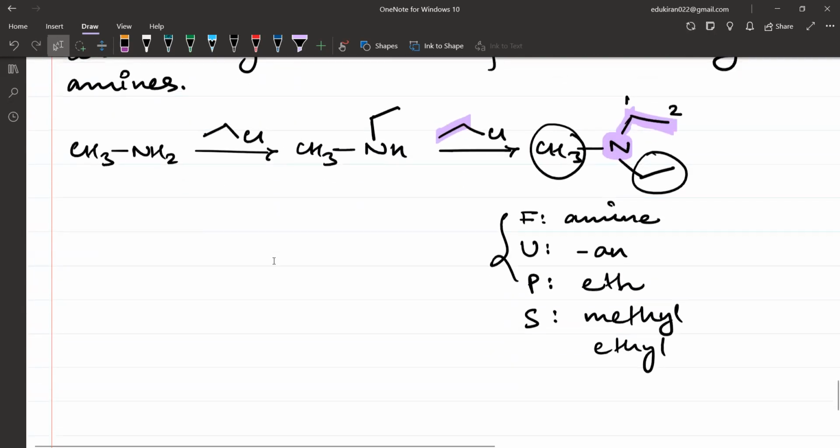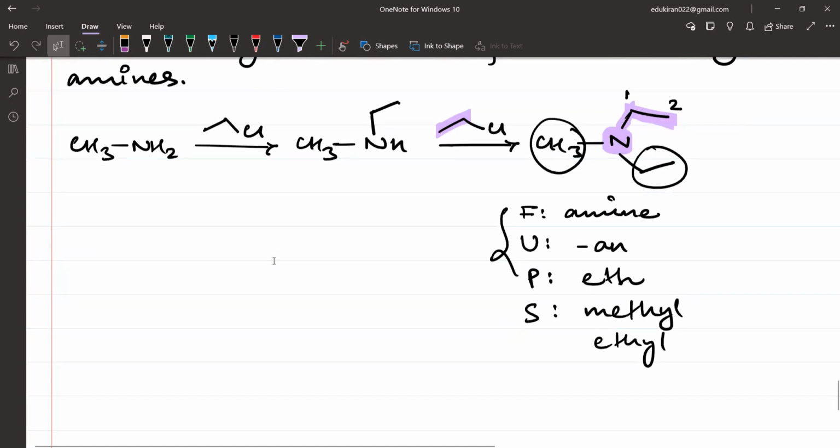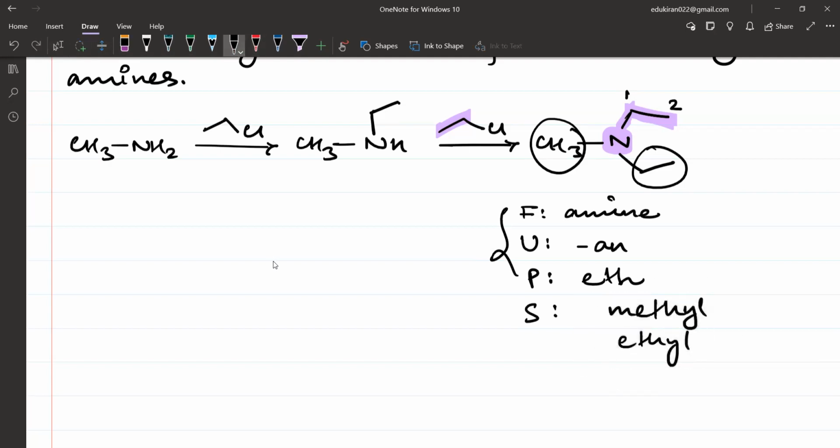Now, how to number this? Where is the ethyl group attached? Where is the methyl group attached? Obviously, we can see that the methyl and ethyl groups are not attached directly on the carbon chain. They are attached to nitrogen. So for both of them, I am going to give N-methyl, N-ethyl. So what will be the name here? It will be N-ethyl, with alphabetical order, N-ethyl, N-methyl, ethane-1-amine.